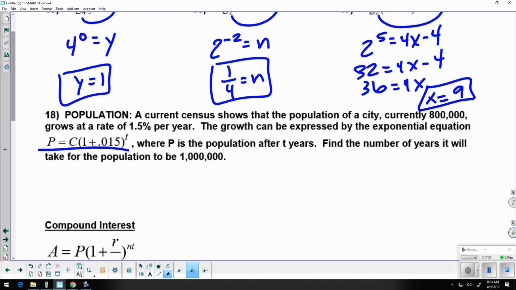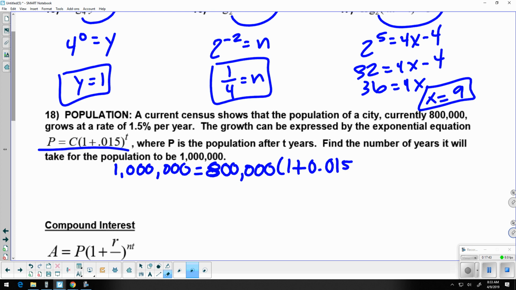So again, it's starting with 800,000. It's growing every year by 1.5%, which is already plugged into the formula. We want to know how long it's going to take to be 1,000,000. So that's going to be P. The initial amount is 800,000. And then we have 1 plus 0.015. We're solving it for T.